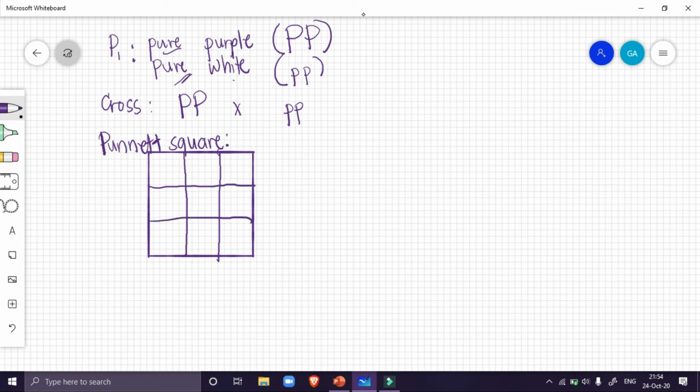Okay. So, in this, we are going to write the alleles of the parents. So, ito, punta siya dito, capital letter P, and the other capital letter P. So, ito naman, pupunta siya dun sa kabila. So, this is small letter P, and the other is another small letter P.